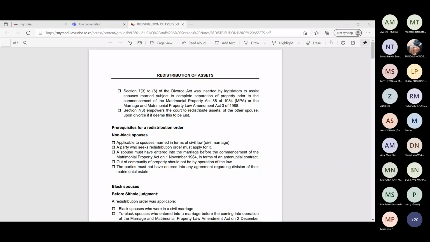Even for non-black spouses, those who entered into a marriage before 1 November 1984, and their marriage is out of community of property, where they excluded community of property and the accrual system, they do not have any claim over their spouse's estate. For non-blacks, the only way they can get something is if the court redistributes the matrimonial assets of the other spouse's estate. And the same principle occurred for black people. But as I have stated, for black spouses, the position has now changed. But for non-black spouses, the position remains the same.